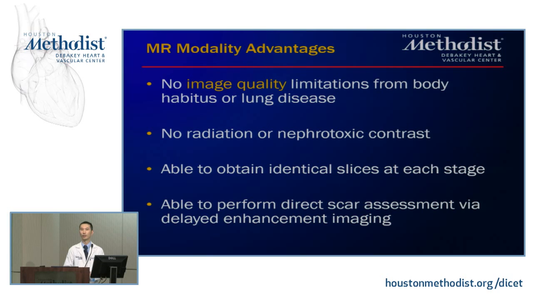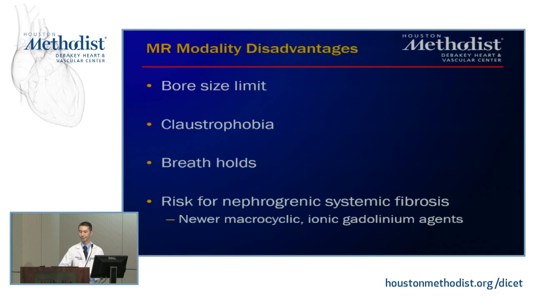The nice thing is that we're able to obtain identical positions in the body in terms of our imaging. So we can set any scan plane we want and go back and repeat that imaging scan plane. So we can do that for looking at CNAs, looking at perfusion, looking at delayed enhancement as well. And of course, as I just mentioned, we can do direct scar assessment looking at the same location we just looked at with CNAs on our MRIs.